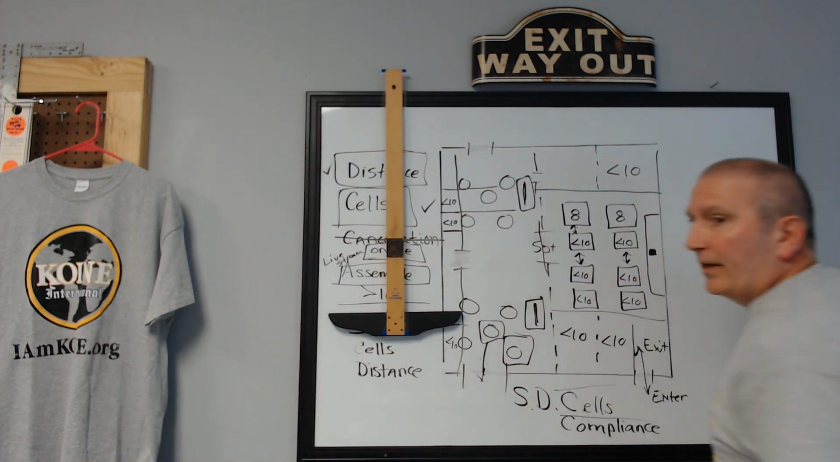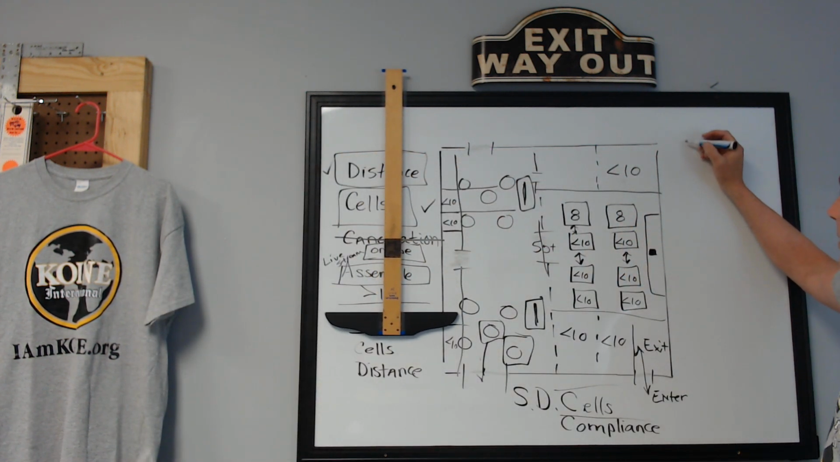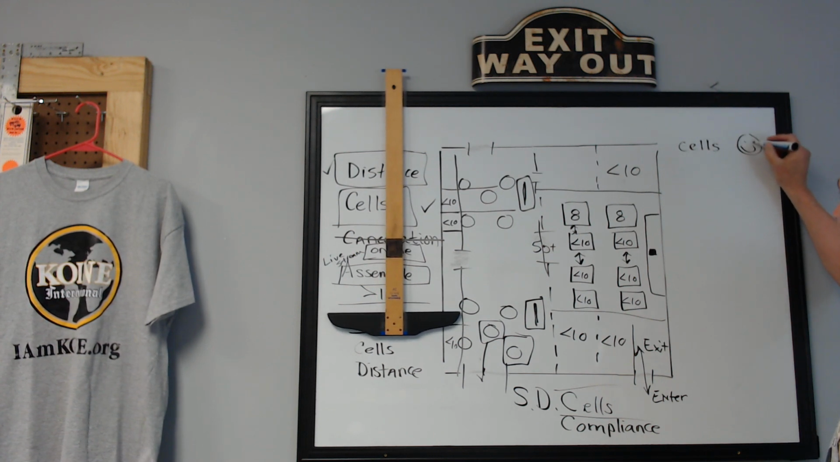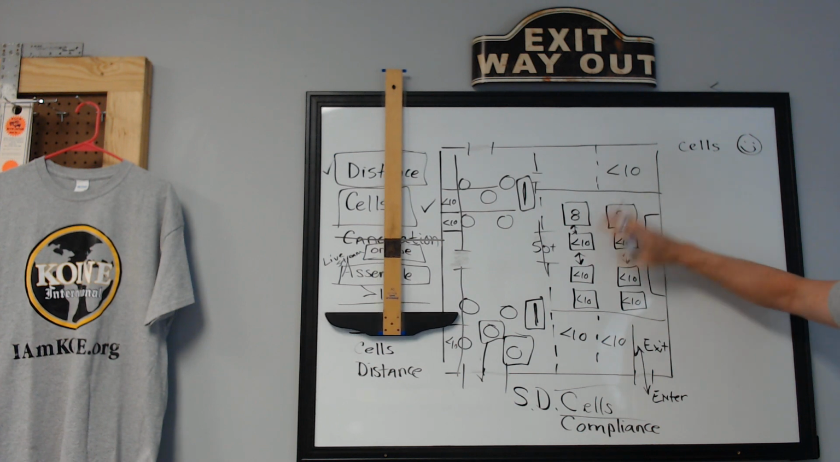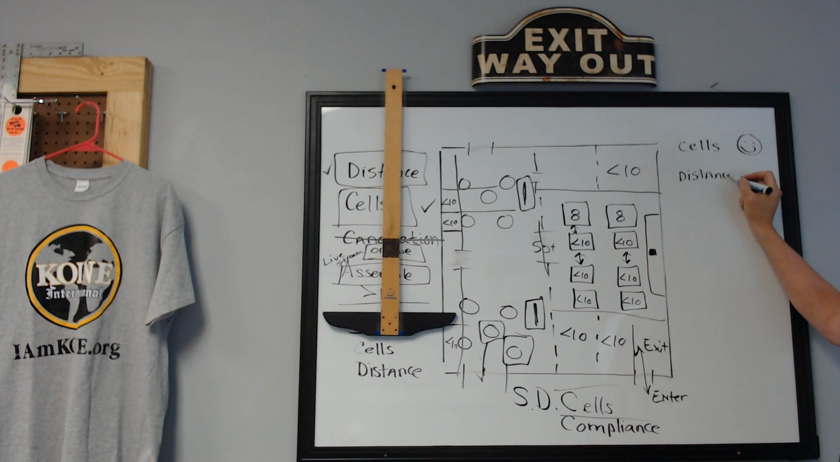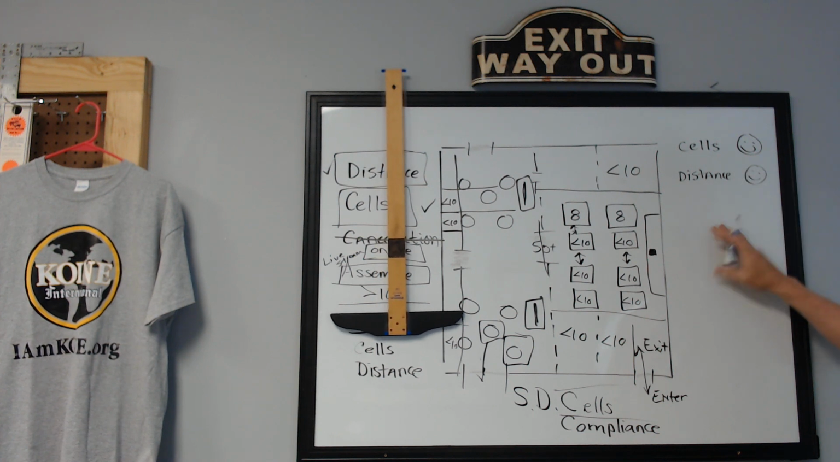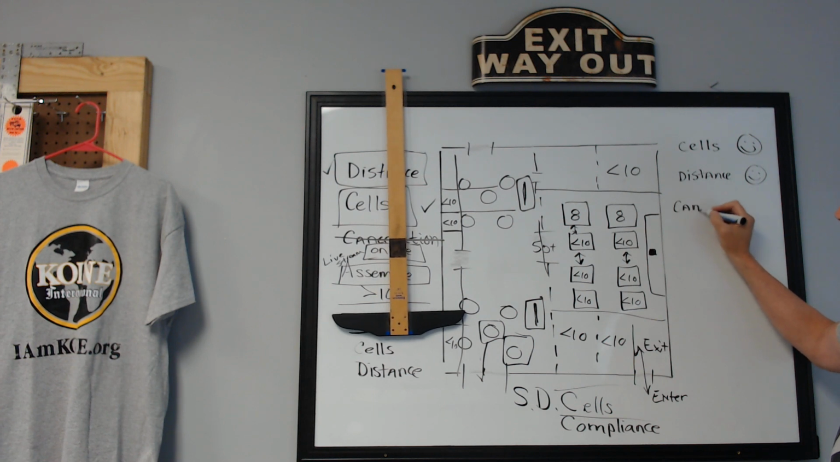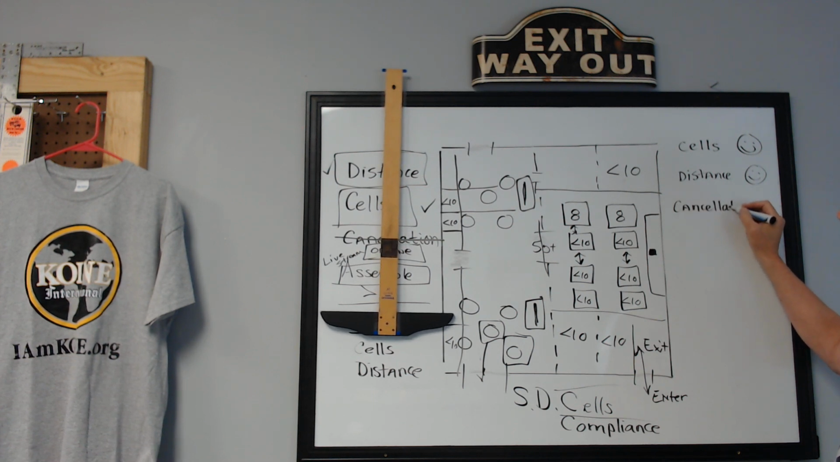So to summarize, we have cells, and so we can do that. So how would we have cell groups? We can do that, but we need to have the distance, so we can do that, and we can avoid cancellations.